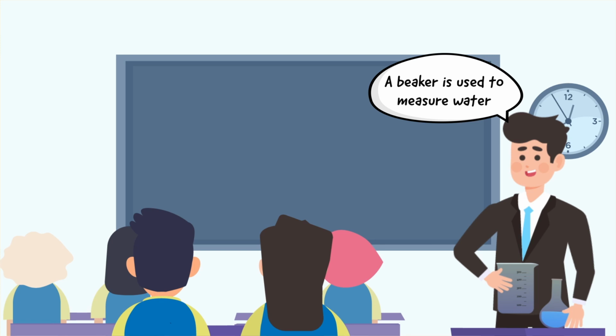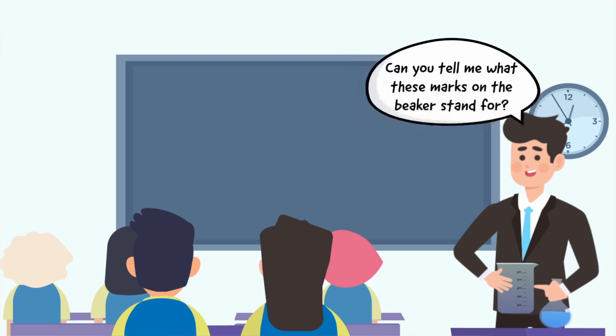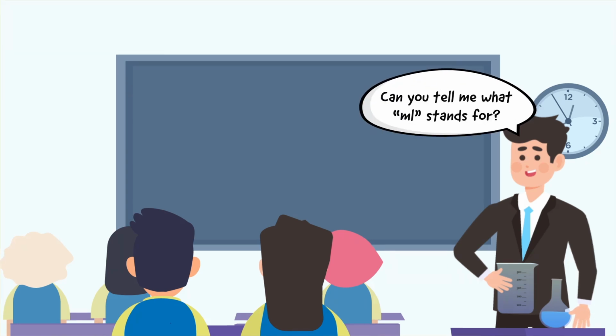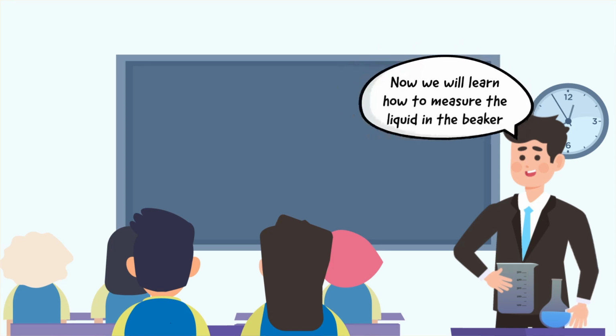Following this information, point at the volume marks on the beaker and ask, "Can you tell me what these marks on the beaker stand for?" Students may reply saying that the marks measure the liquid inside it in ml. Enquire with the students, "Can you tell me what ml stands for?" Possible response, milliliter. Tell them that now we will learn how to measure the liquid in the beaker.